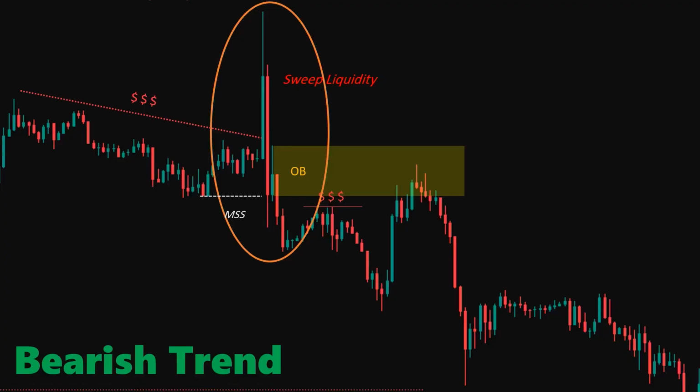When price returns to these zones, institutions often re-enter to protect their positions or to complete the rest of their orders. That's the exact reason we wait for price to revisit these levels. It's where the strongest reactions tend to happen.